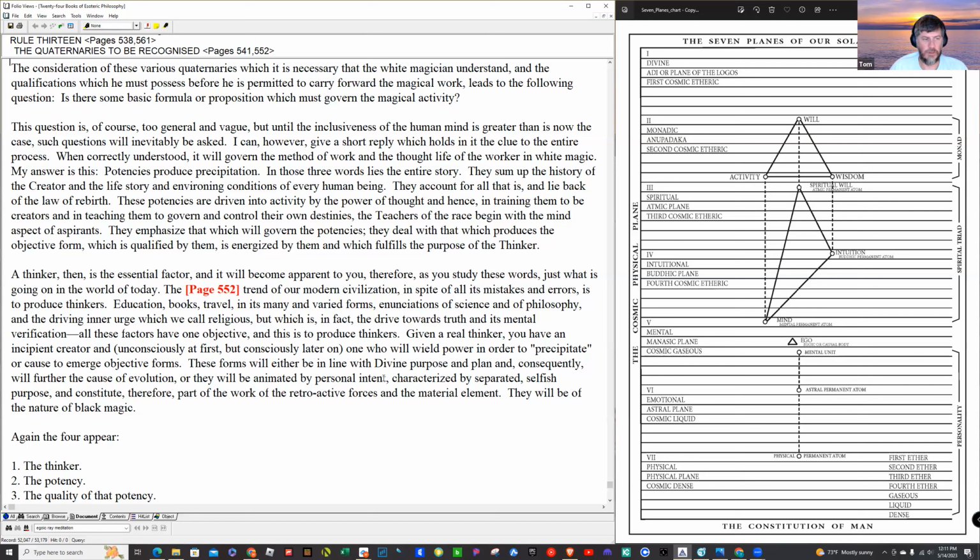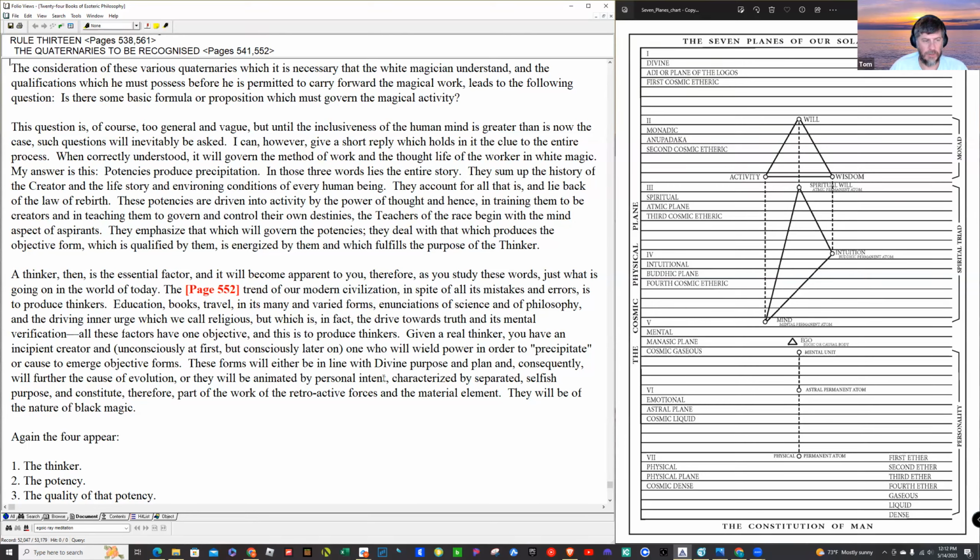They deal with that which produces the objective form, which is qualified by them, is energized by them, and which fulfills the purpose of the thinker. A thinker, then, is the essential factor, and it will become apparent to you, therefore, as you study these words, just what is going on in the world of today. The trend of our modern civilization, in spite of all its mistakes and errors, is to produce thinkers. Education, books, travel, in its many and varied forms, enunciations of science and of philosophy, and the driving inner urge which we call religious, but which is in fact the drive towards truth and its mental verification, all these factors have one objective, and this is to produce thinkers.